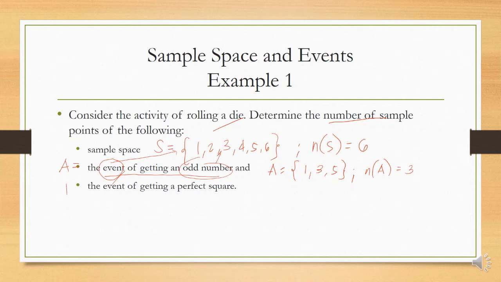For the next one, we have B as the event of getting a perfect square. Again, we list down based on the sample space. The perfect squares are 1 and 4. So the number of sample points in event B is 2.